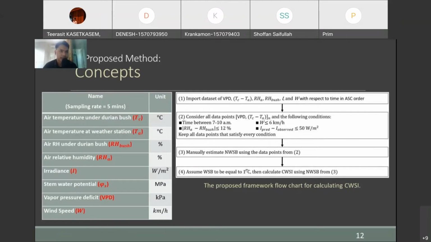for 9 consecutive days, and it shows that the maximum temperature difference is at 1 degree Celsius. So we will use this NWSB and WSB to calculate the CWSI.